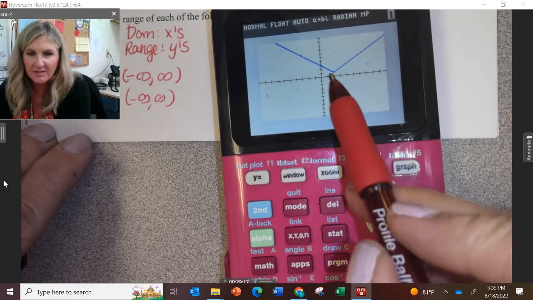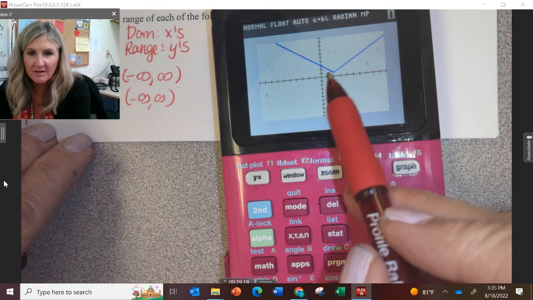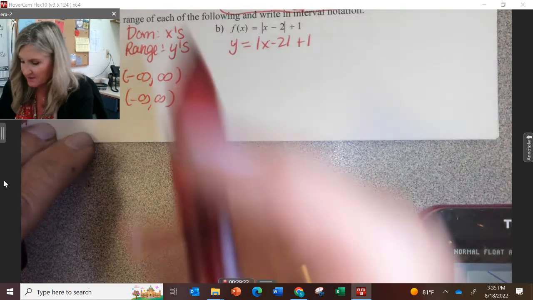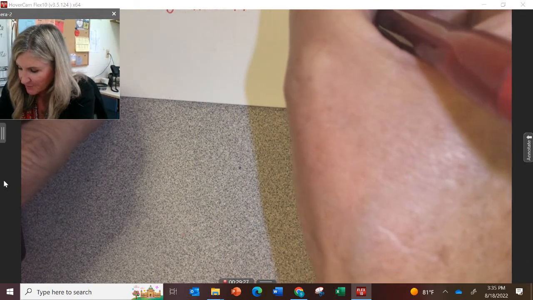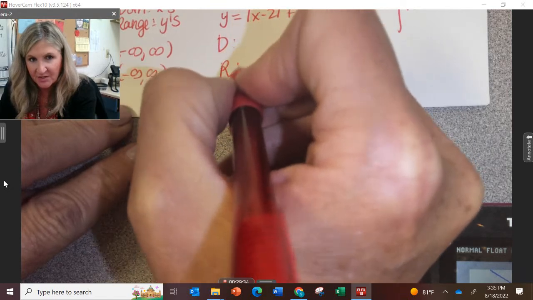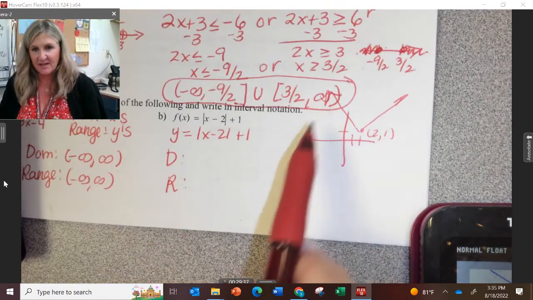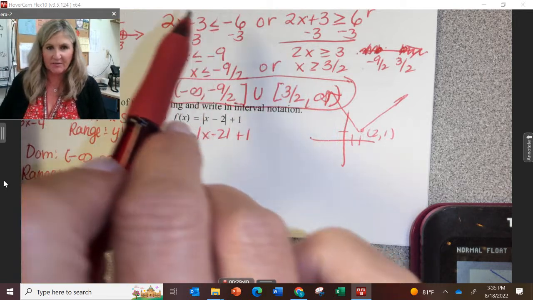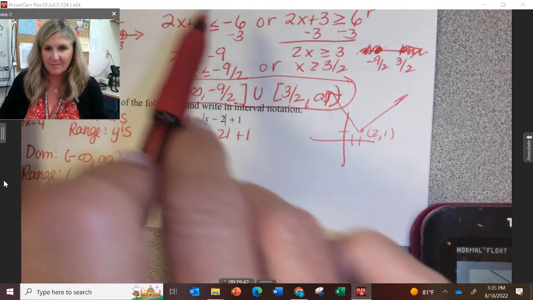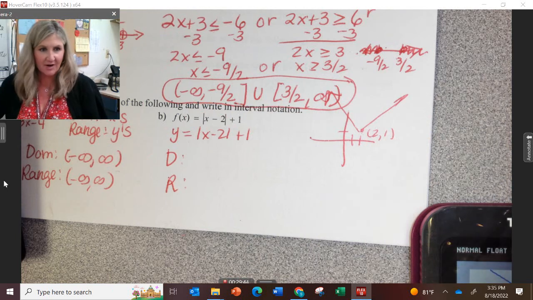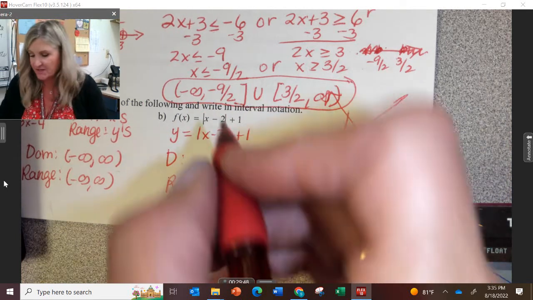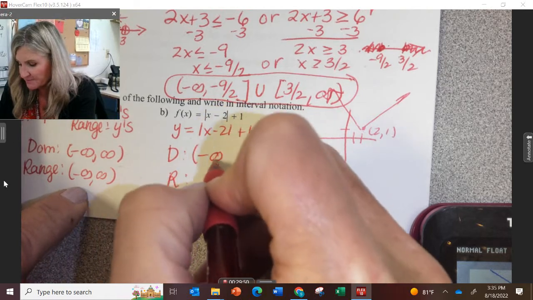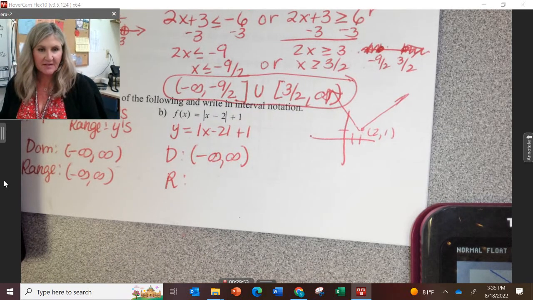What do you think this point is right here? It's 2, 1, isn't it? Let's do a little sketch of that graph. So that point right there, that vertex, was 2, 1, and then it just went up like this. Think about the domain and the range. The domain are the x's. X's go this way. This keeps going over to the left, all the way as far as you can imagine. This keeps going over to the right, as far as you can imagine. What is that domain? Yes, negative infinity to infinity.